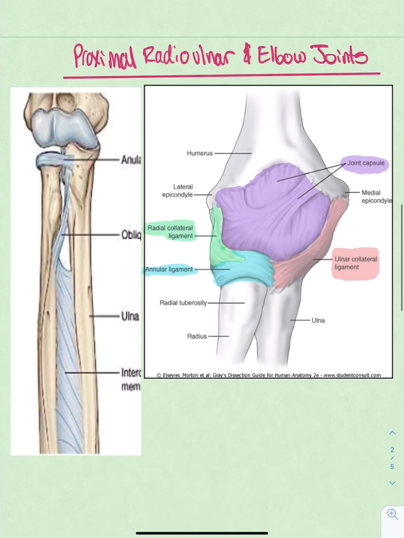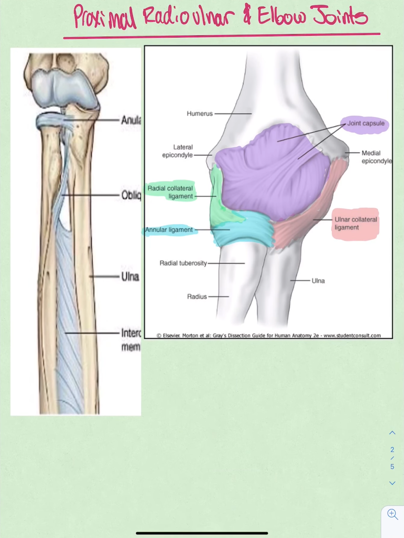Now that we know our bony landmarks, we can take a look at the two joints. First, we have the elbow joint. As we've said, the humerus articulates with the radius through the capitulum and the ulna through the trochlea. This allows for the joint to be either flexed or extended.